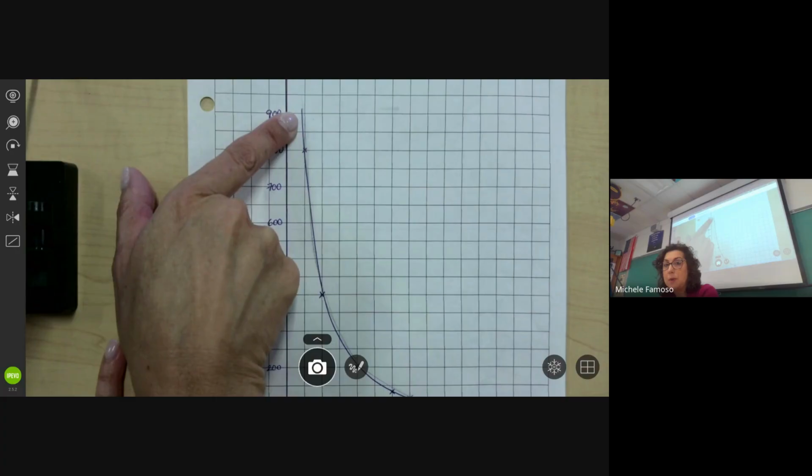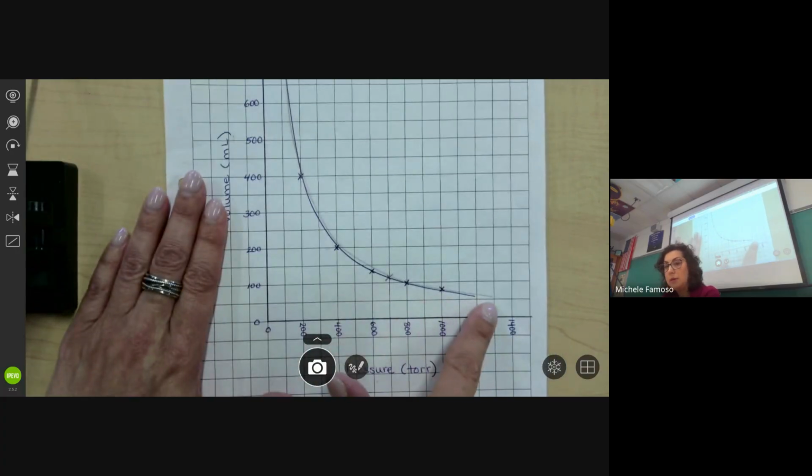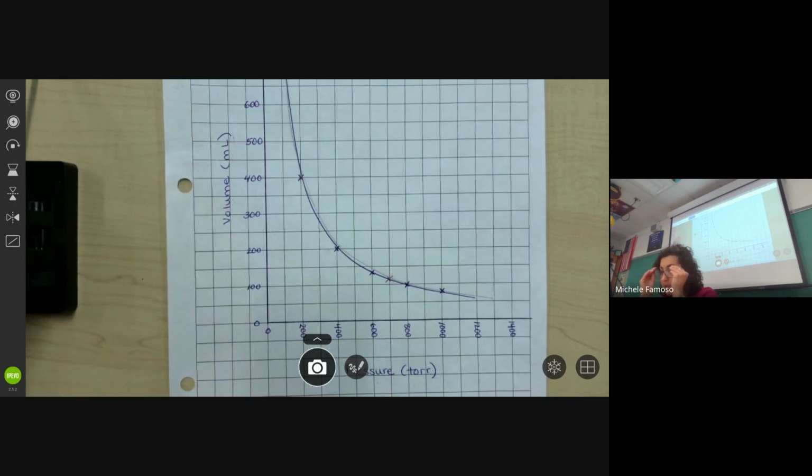So you can see I go up here, and I've gone beyond over here too. And that's because, remember, the purpose of a graph in science is to look for patterns. Sometimes we have to envision, if I were to continue this pattern in this direction, what would the value be? If I continue it in this direction, what would be the value? If you don't extend your lines or curves, you can't do that.